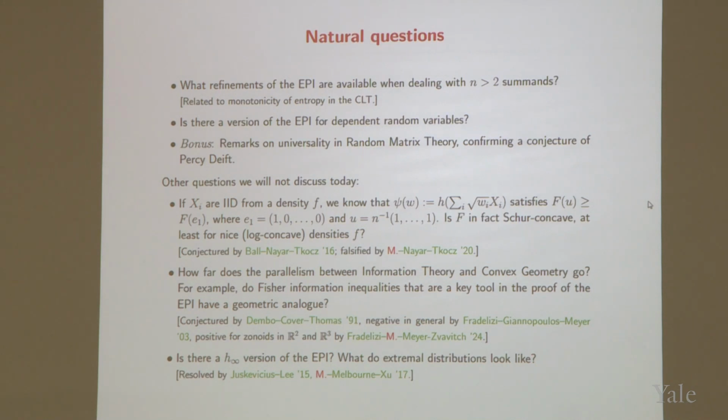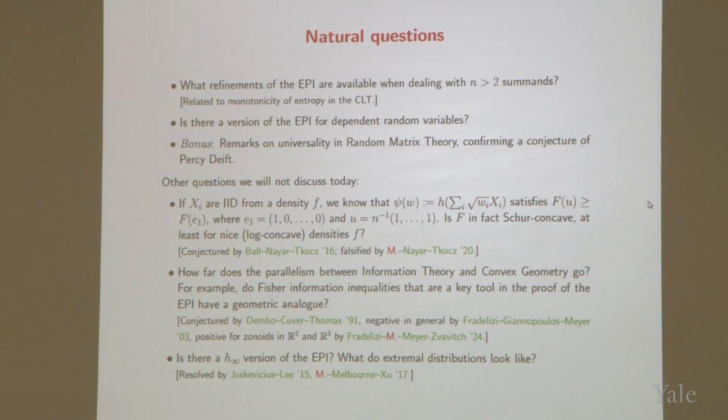OK, so there are many questions that one can ask that follow from Andrew's entropic central limit theorem. One is, what refinements of the EPI are available when dealing with more than 2 summands? This is related to the question of monotonicity of entropy in the central limit theorem. Also, the entropy power inequality that I described holds for independent random variables. What happens if we have dependence? And so these are 2 things I'll talk about.